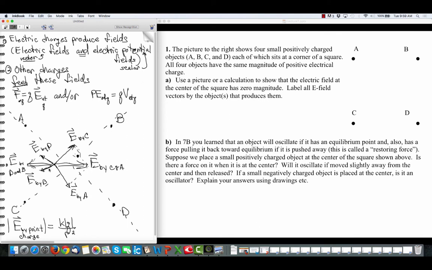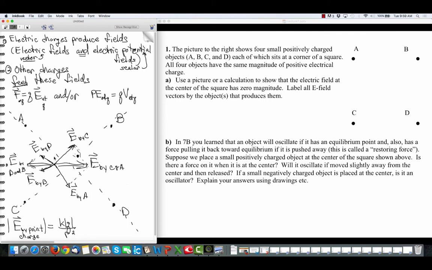Any questions? I like this one because it makes you draw electric field vectors in all sorts of different places and have to think about the magnitudes and the directions all the time. And that is a good exercise for whatever exam comes up, probably.